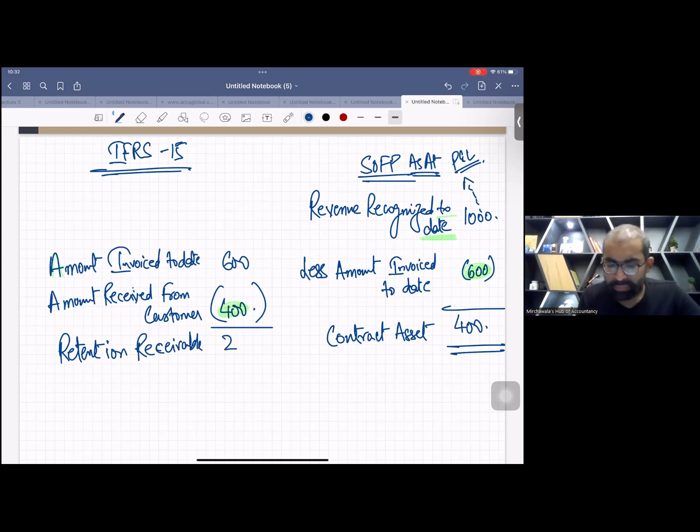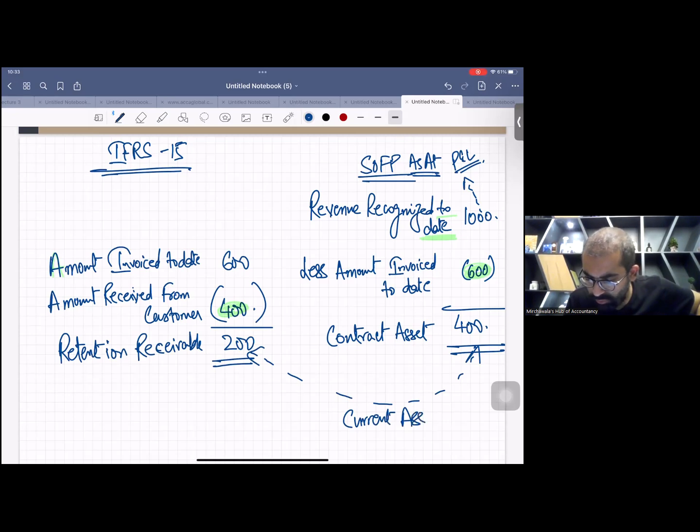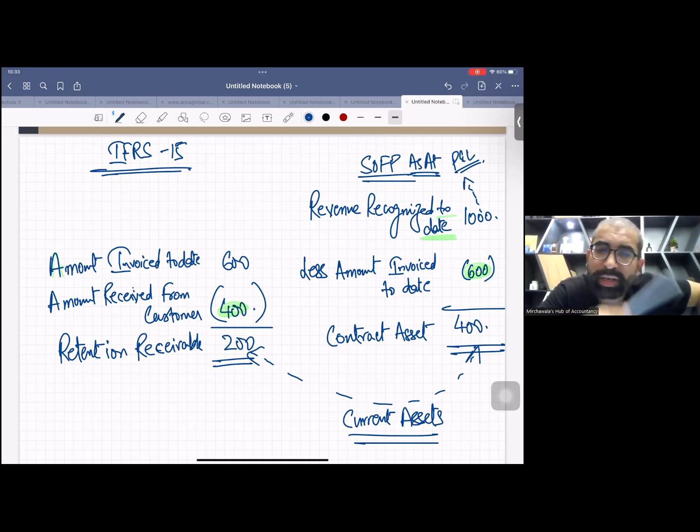So now what you will do, in your SOFP, you will post two current assets. One is contract asset 400 and the other one is retention receivable 200. Okay, right? Now, what is the difference between contract asset and retention receivable?